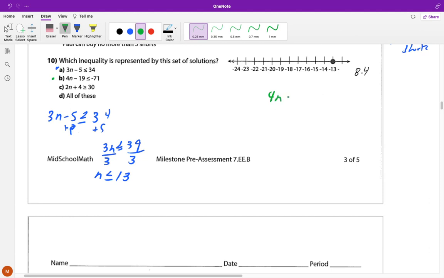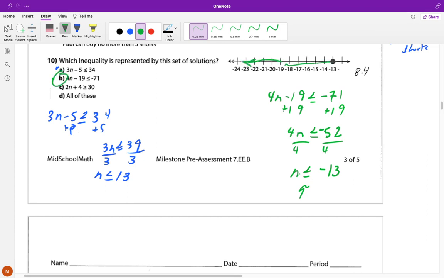But now we have 4n minus 19 is less than or equal to negative 71. So we'll add our 19, add our 19. Since they're different signs, we then need to subtract. So that would give me negative 52. Divide by 4, n is then less than or equal to negative 13. This is our answer. We see it's colored in solid, so that means it's equal to. And since this is going to the left, we know then that is our solution. Once again, we know that this third one couldn't be it either because it's positive, positive, and positive. So that number is not, and 4 is less than 30. So it's not going to turn into a negative. So we knew that it can't be that one either.